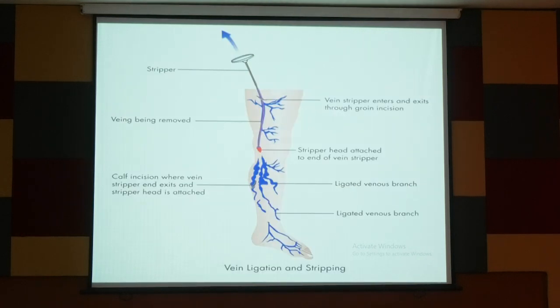Here is a picture. This is the stripper, you see here: the stripper head attached to the end of the vein stripper, and the calf incision where the vein stripper end exits and the stripper head is attached.